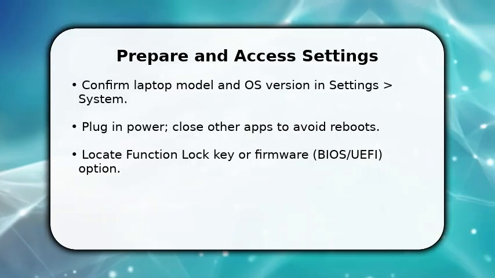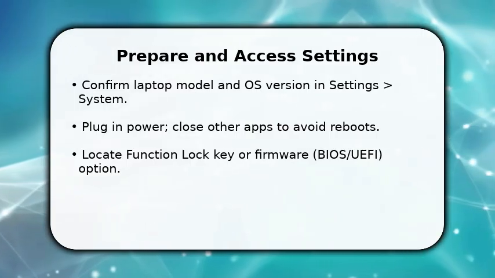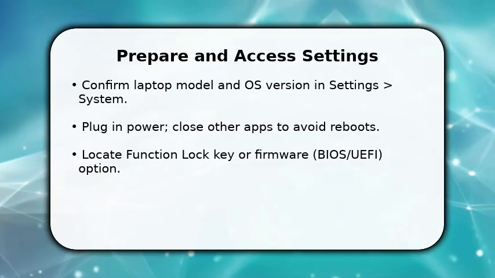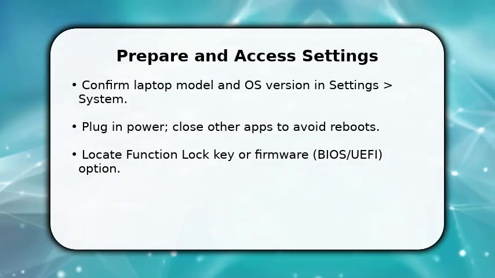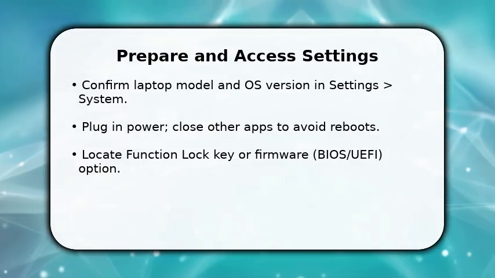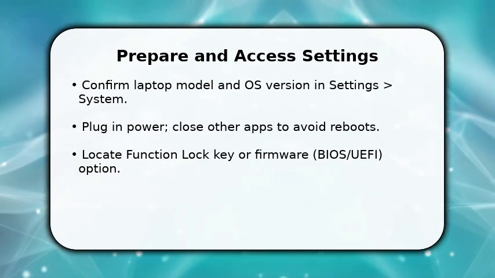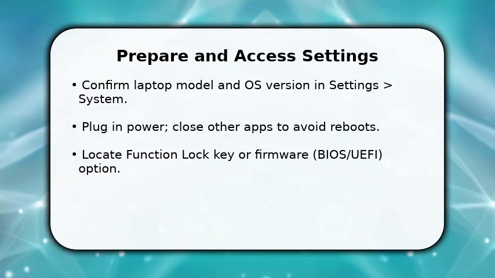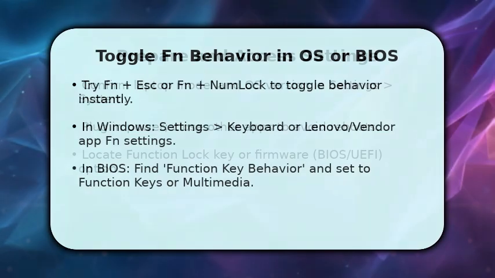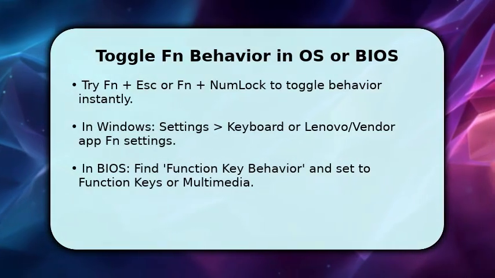Restart, press F2 or Delete, model dependent, and enter firmware settings. Make sure you note current settings before changing anything. Now toggle the FN behavior directly. Press FN plus ESC or FN with the key showing a lock. This often flips between multimedia and function key default.